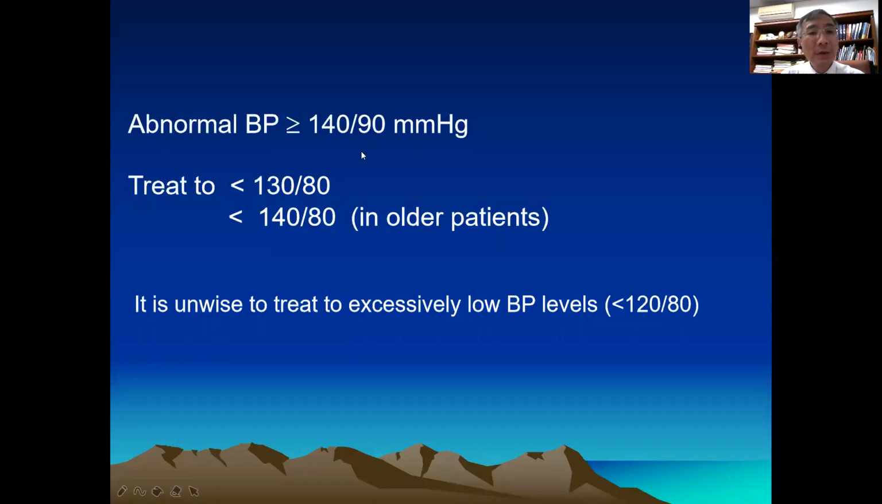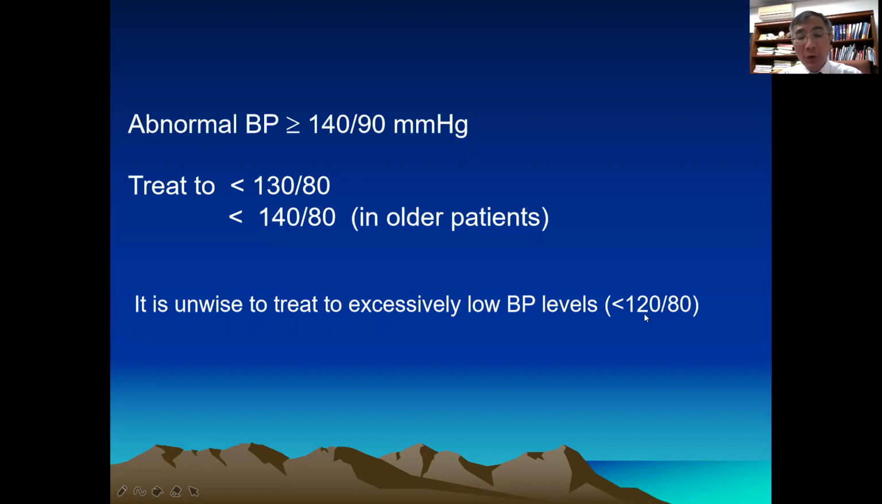I think to simplify matters, it would be reasonable to consider here in Malaysia that any patient with a blood pressure level above 140 by 90 is hypertensive, and when we treat, we should try to reach a target that is below 130 by 80, and for older patients, perhaps tolerate a slightly higher level and target below 140 by 80. Remember, it is not a good idea to treat to excessively low blood pressure levels such as below 120 by 80.